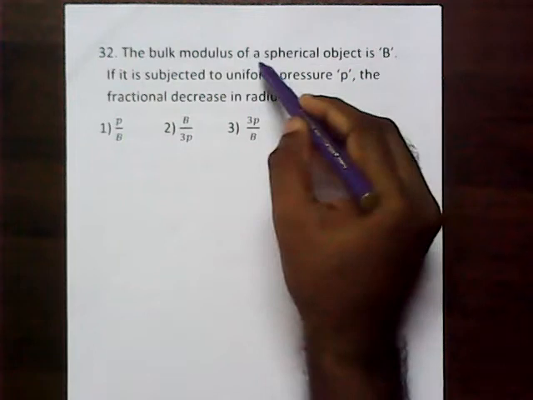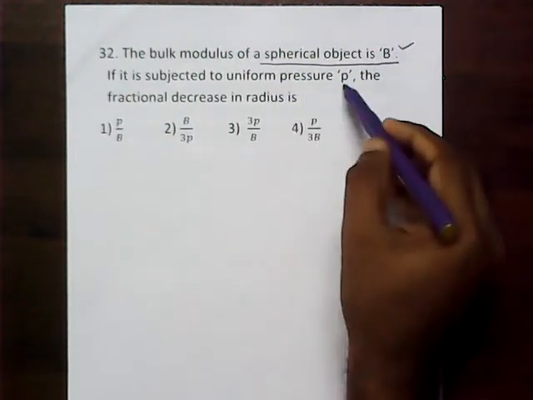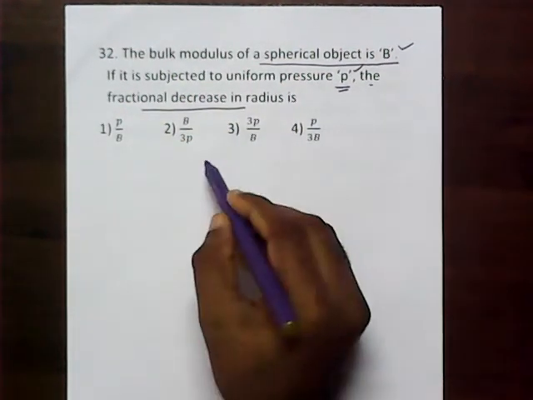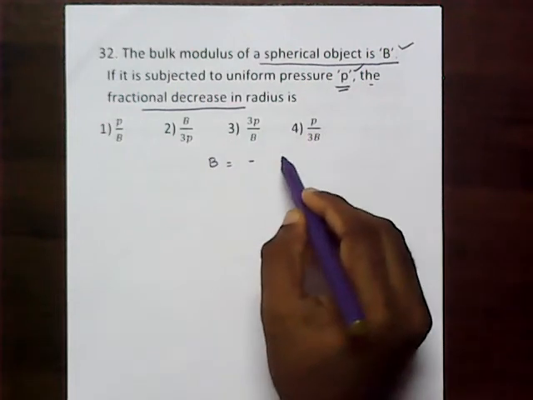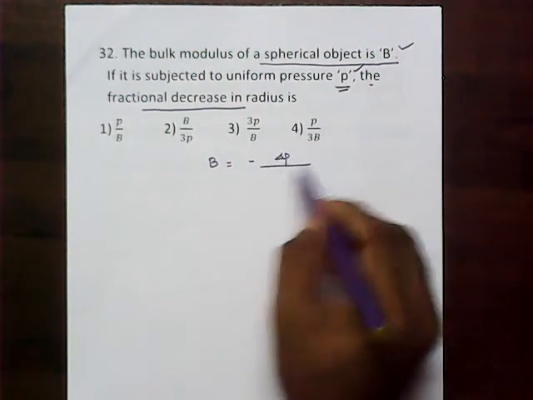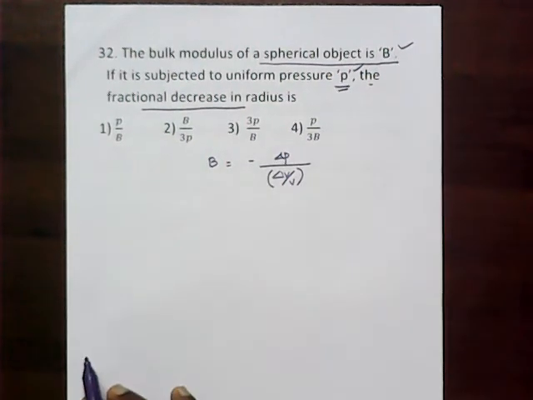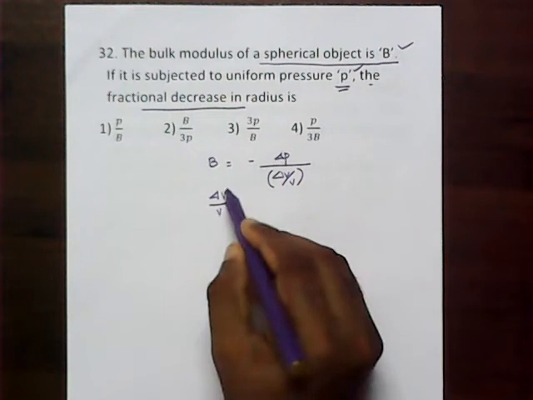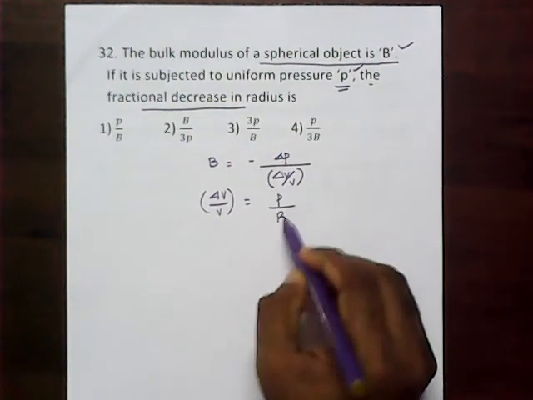The bulk modulus of a spherical object is B. It is subjected to a uniform pressure delta P. The fractional decrease in radius is? The bulk modulus is nothing but equal to minus the pressure applied divided by the bulk strain, the volume strain. So in magnitude, we can write delta V by V is equal to the pressure applied by B.